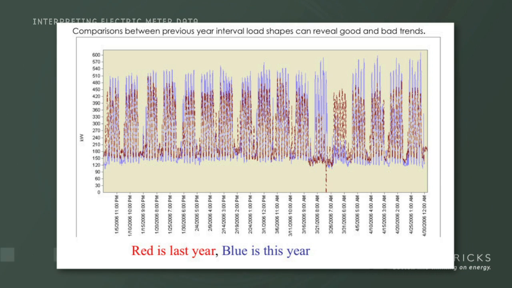Another comparison you can do with overlaying one year over the previous year is an example like this. In this case, the red is last year, the blue is this year, and this happens to be a school. So we can look and see some good trends.